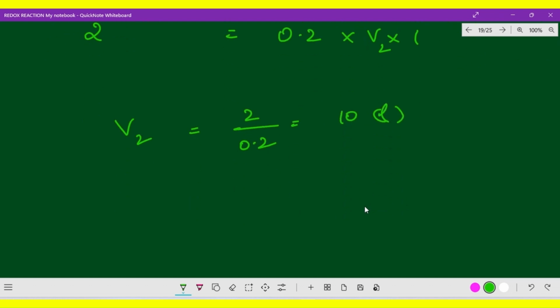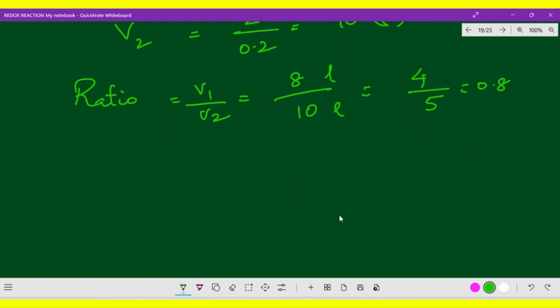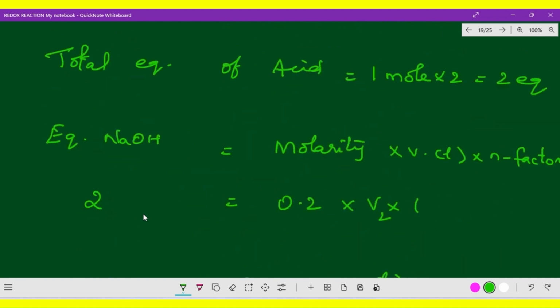Now with V1 and V2 we can go for the ratio. Ratio equals V1 by V2. V1 is 8 liters and V2 is 10 liters, both in liters. So you'll be getting 4 by 5, which equals 0.8. So the ratio is 4 by 5, so 4:5 for V1 and V2. See, these are all comparison ways.